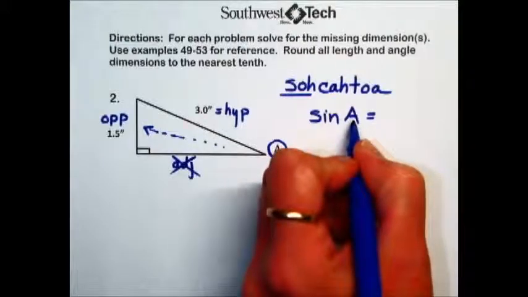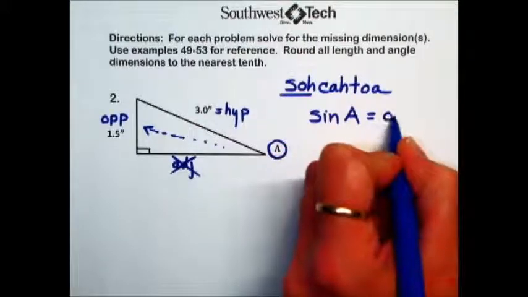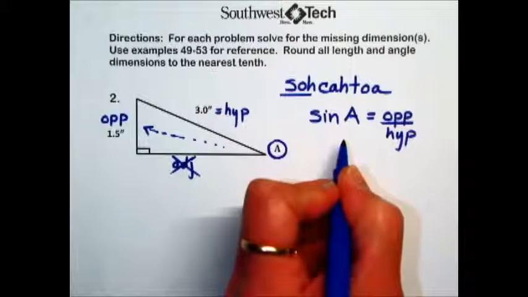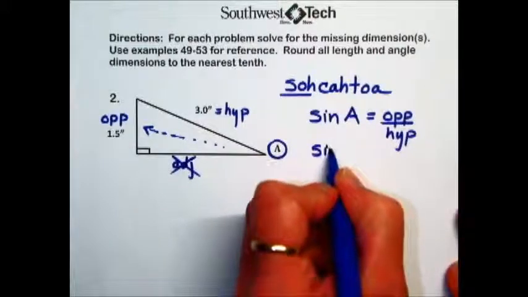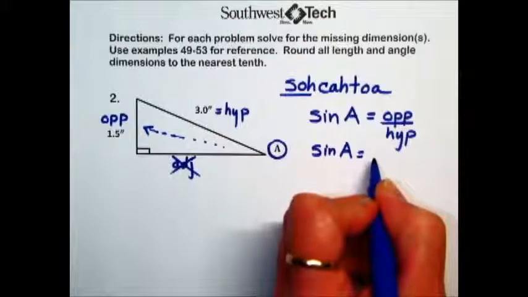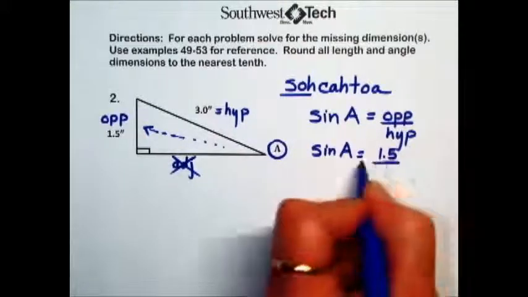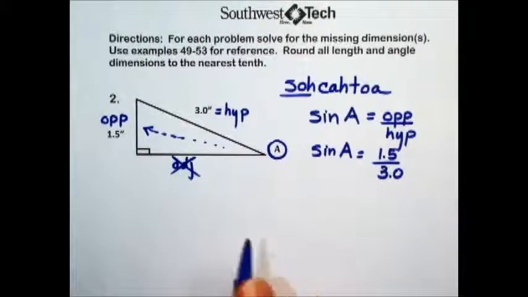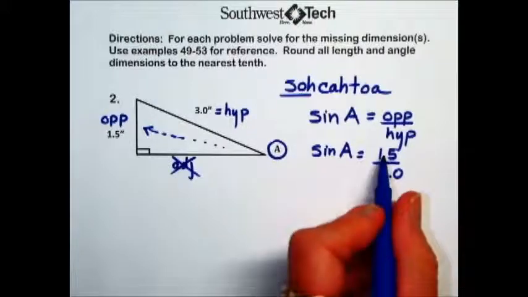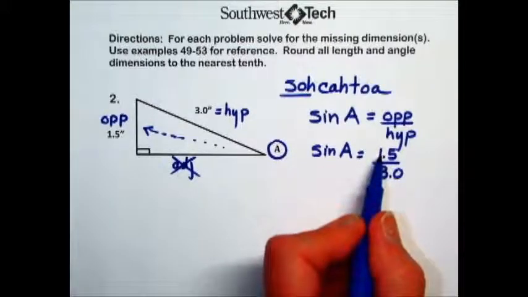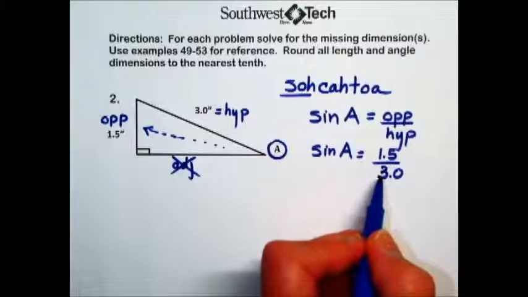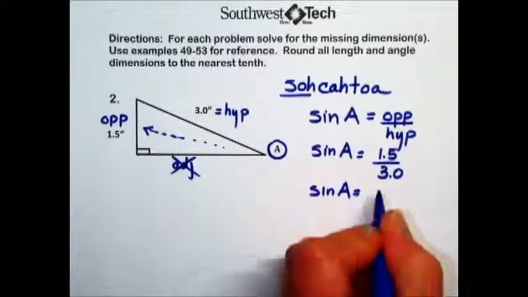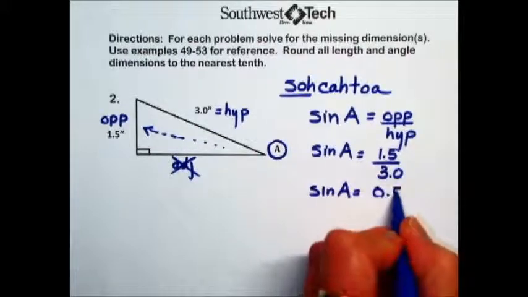Sine of an acute angle in a right triangle is the ratio of O for opposite over H for hypotenuse. Plug in the numbers that we know the value of. We will put a 1.5 for the opposite side length and a 3.0 for the hypotenuse. Simplifying this equation, we'll do the indicated division by taking the numerator 1.5 divided by the denominator of 3 and recording the decimal equivalency, which gives us 0.5.